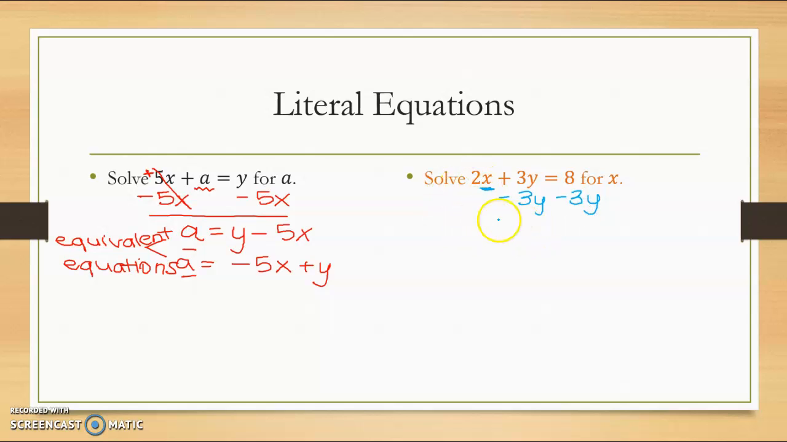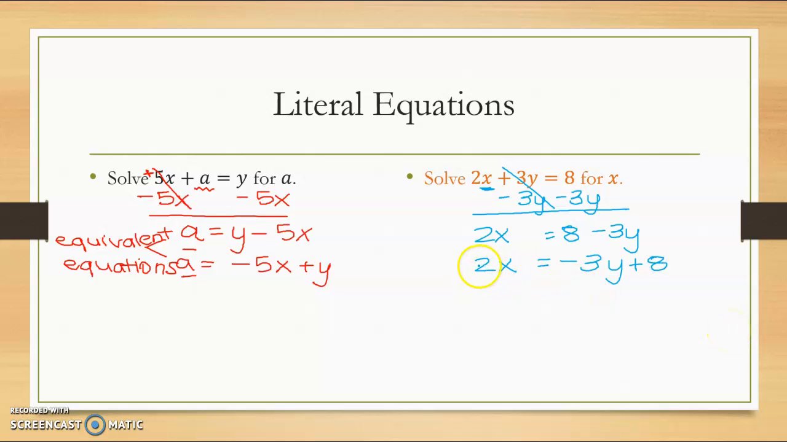There was nothing with the 2x, so it's going to stay the same. 3y minus 3y, they undo each other. We're left with 0. And on the right-hand side, these are not like terms. So we can just say 8 minus 3y. Or we could say that 2x is equal to negative 3y plus 8, if you prefer having your variables first.